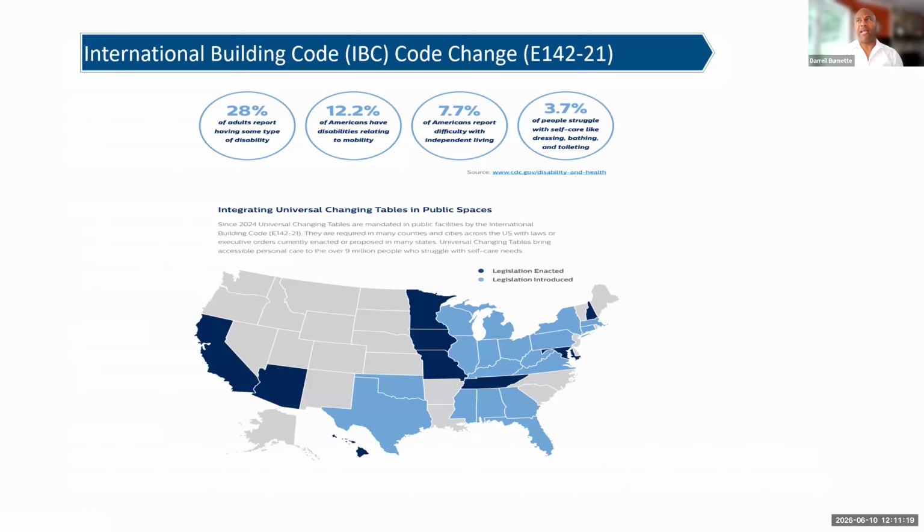But when we brought it into the building code, it really started showing that 28% of people in the US report having a disability. 12.2% have a disability related to mobility, 7.7% difficulty with independent living, and 3.7% struggle with self-care, ADLs, activities of daily living like dressing, bathing, toileting. So that's how it really came about, getting it in the building code so this can really take place. Like I said, I won't go too much into the specifics of the building code.